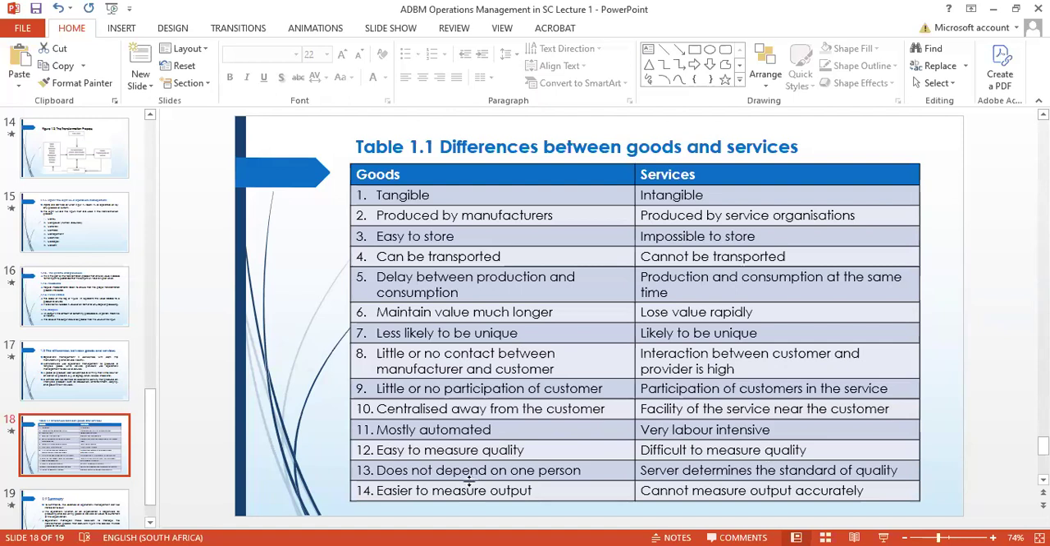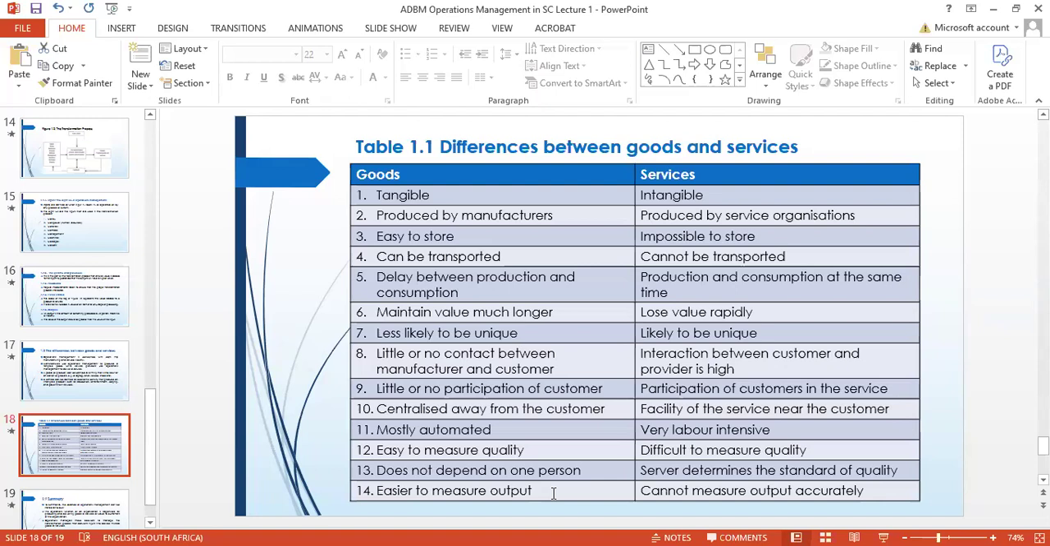And then number 13, a good does not depend on one person, right? But for a service, the server determines the standard of the quality. It can be one person who determines the standard of quality of a service that is being provided. But a good depends on various individuals. And then lastly, it's easier to measure the output of a good, but the output of a service cannot be measured accurately. Measures are there, but they are not accurate, right? So these are some of the differences between goods and services, 14 of them.